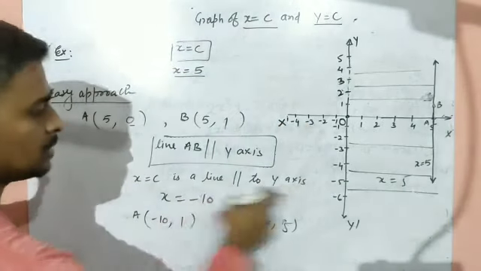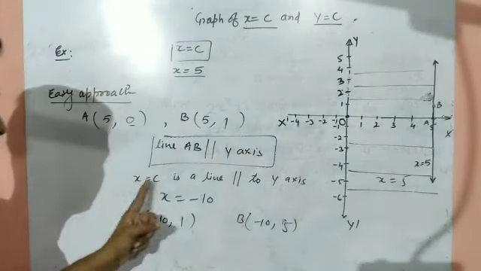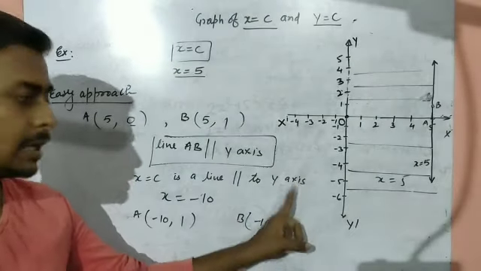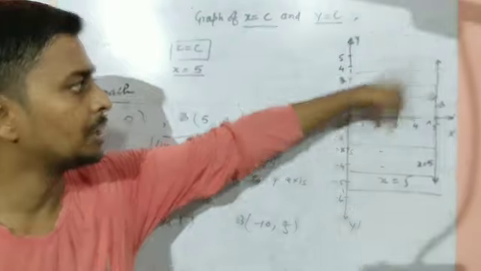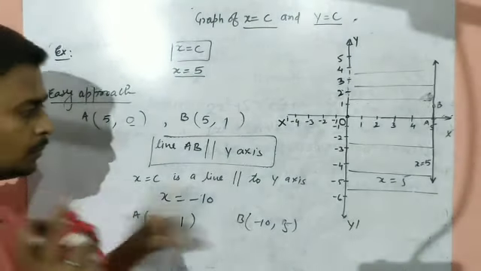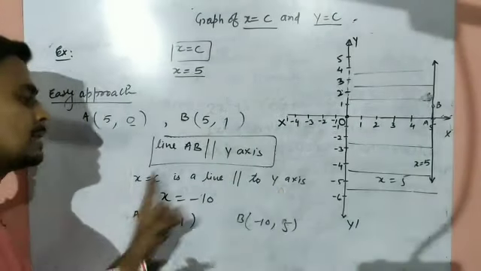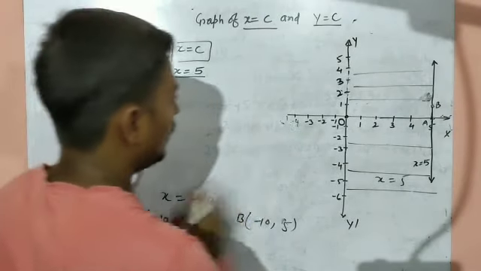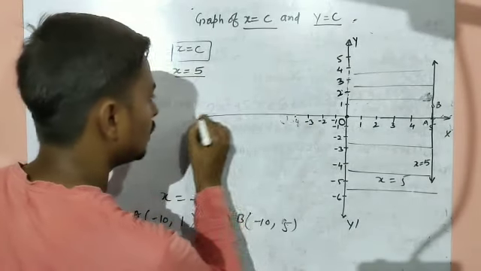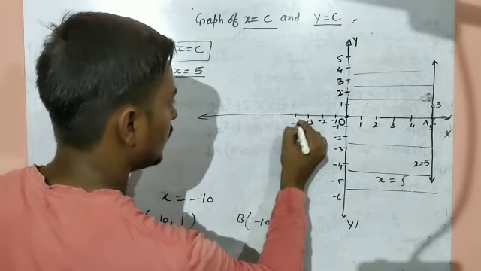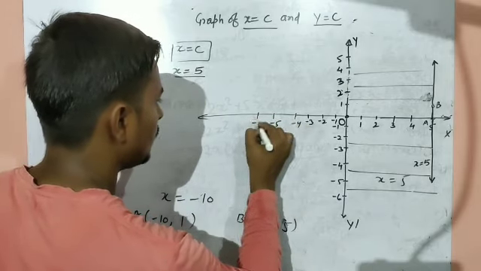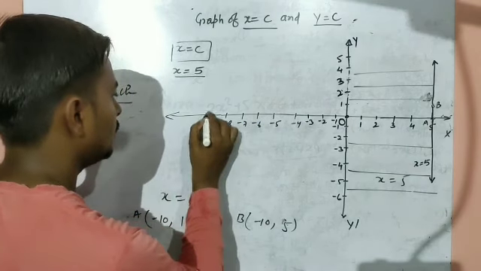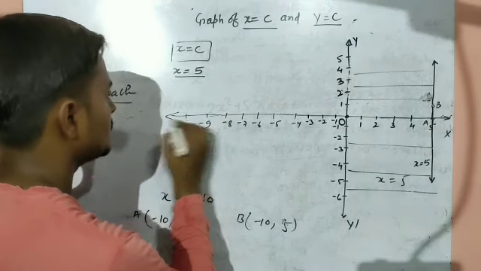You can note this very important point: when x is equal to a constant, that will be a line always parallel to the y-axis. When x is constant, the line is parallel to the y-axis. I am extending here. This is -4, this is -5, -6, -7, -8, -9 and -10.